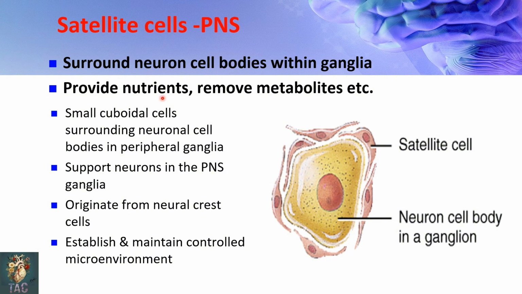They provide nutrients, they remove metabolites. They are small cuboidal cells surrounding the neuronal cell bodies in the peripheral ganglia. They support the neuron in the peripheral nervous system. They also originate from neural crest cells, and they establish and maintain a controlled microenvironment. So these are the satellite cells. They are present in ganglia. They surround the neuronal cell body. They are derived from neural crest cells. They are simple cuboidal in nature.